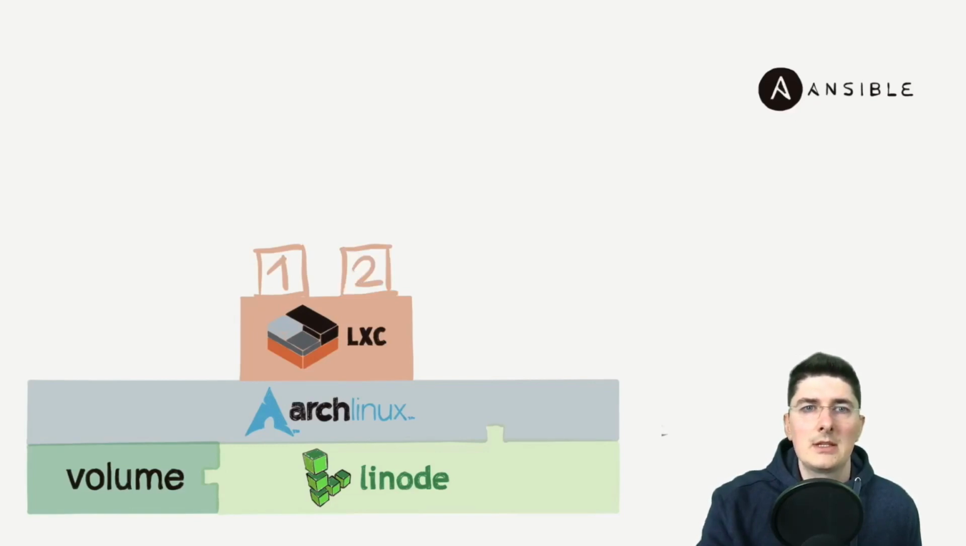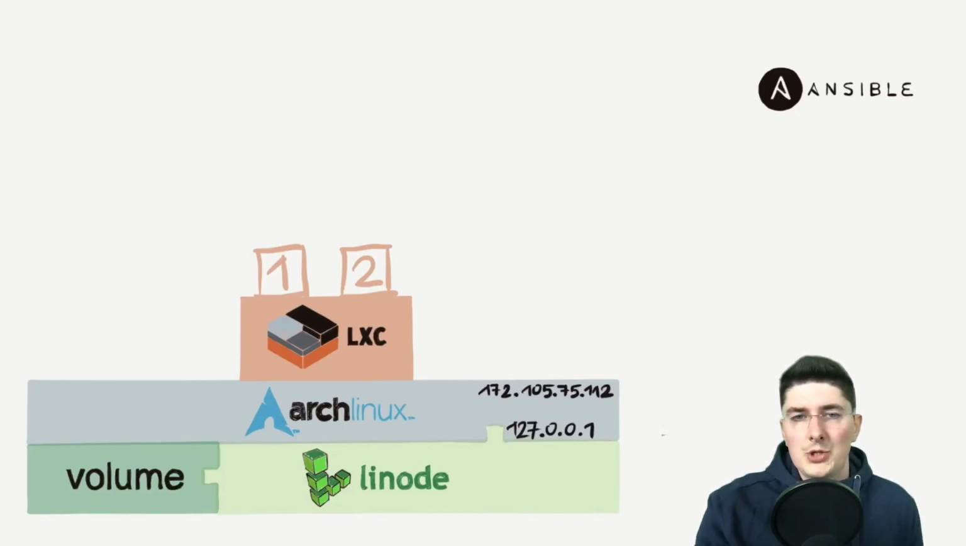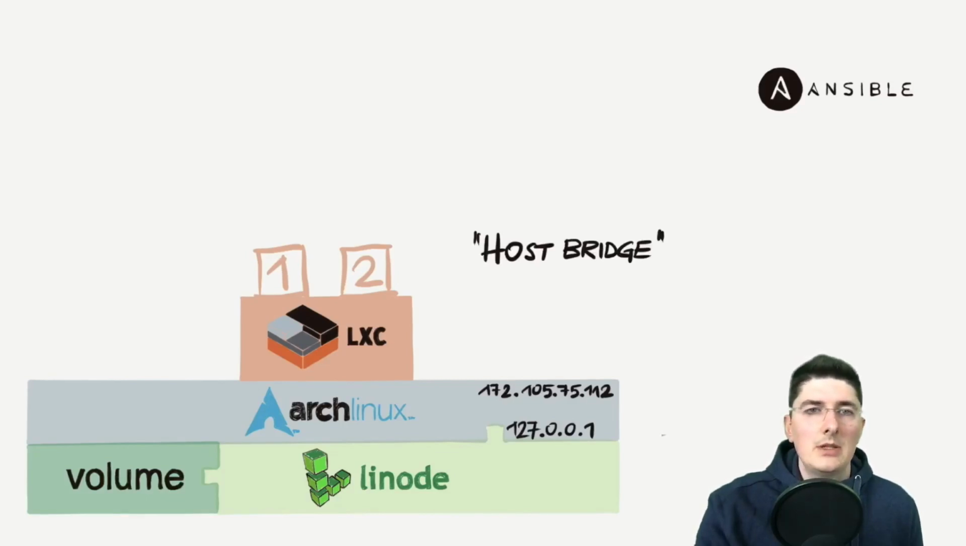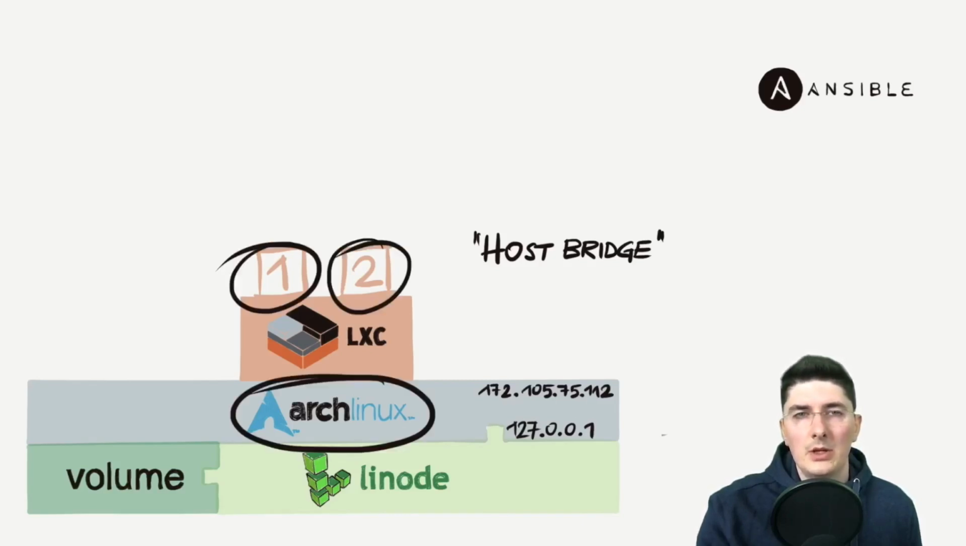This VPS has its own localhost address, and it also has a public IP address, in my case this one. The issue is those containers will need an IP address too, otherwise they won't be of any use to us. While there are multiple ways to achieve that, I like to use a so-called host bridge. That means that we'll create a new bridge interface and configure it so that the host OS and any container we create with LXC will get an IP address from the same private subnet.